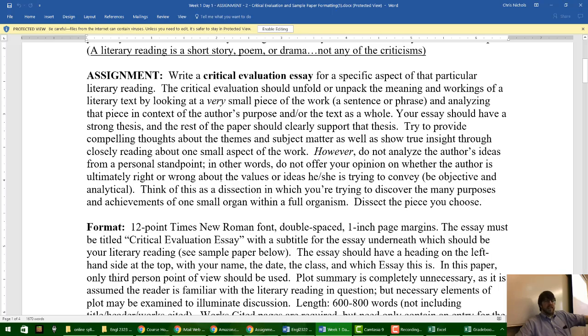Think of this as a dissection in which you're trying to discover the many purposes and achievements of one small organ within a full organism. I want you to dissect the little piece that you choose. So as you're reading, you're going to want to try to find little quotes, little sections, that seem to point out an encapsulation of the plot of the thing.